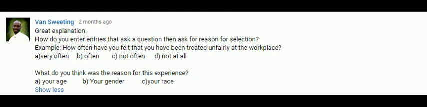This is easy, it's just two separate questions. So for each one, you just create a column for each entry. So you'd have one column for the first question, how often have you felt you have been treated unfairly? And then another column for the responses of what do you think was the reason for this experience?